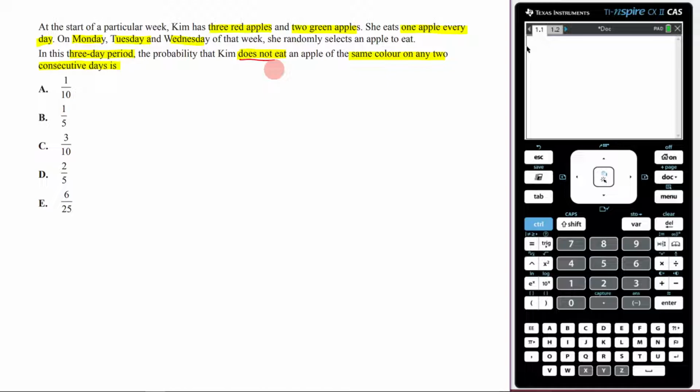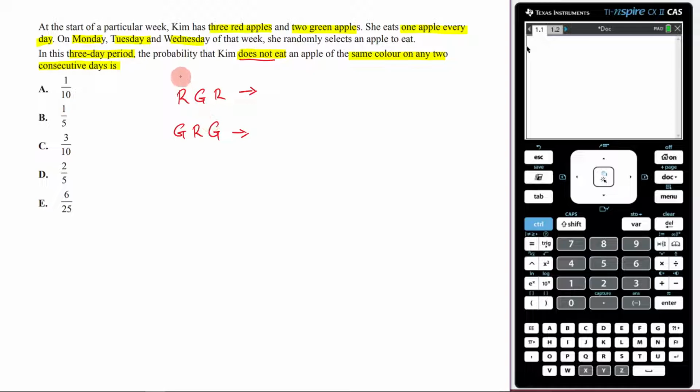Okay, so what does that look like? That means she could have a red apple, then a green apple, then a red apple. Or it could mean she has a green apple, a red apple, and a green apple. And those are the only 2 options, aren't they? That's the only way for this to work, because it's a 3-day period and you can't have 2 of the same colors on consecutive days. So now we just have to figure out the probability of each.